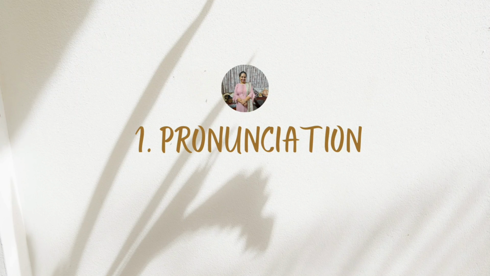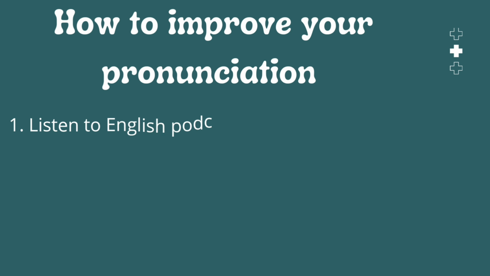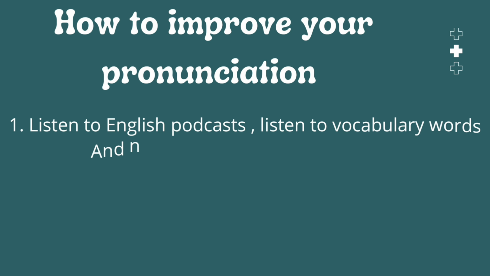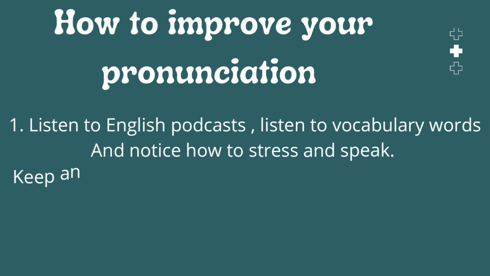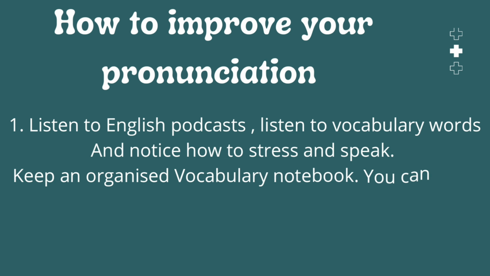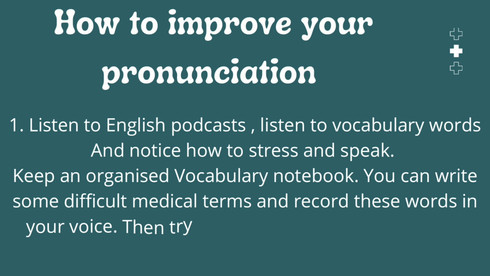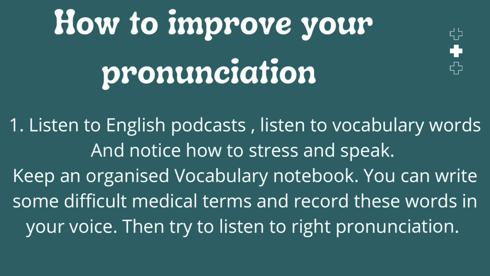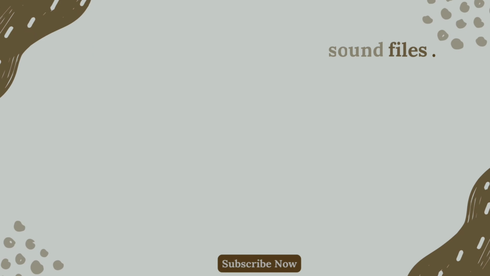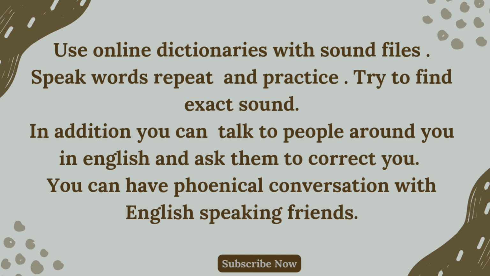Now let's see, how can you improve your pronunciation? First, listen to English podcasts, listen to different vocabulary words and notice how to stress and speak. Keep an organized vocabulary notebook. You can write some difficult medical terms and record these words in your own voice. Then try to listen to right pronunciation of these words on internet. Use online dictionaries with sound files, speak words, repeat and practice. Try to find the exact sound online.